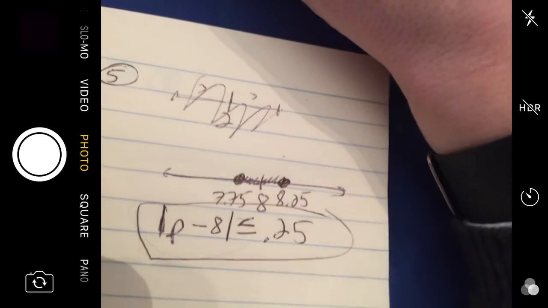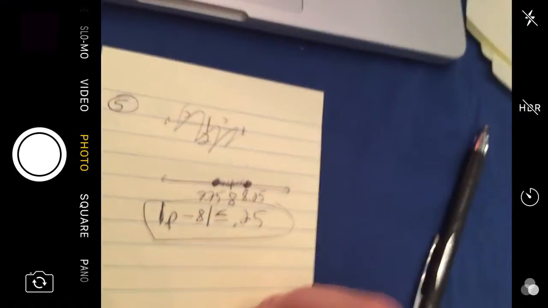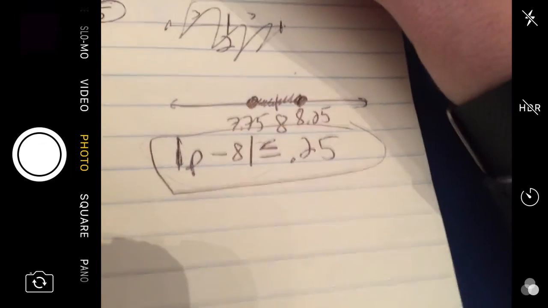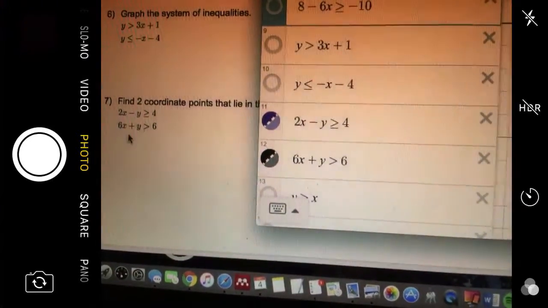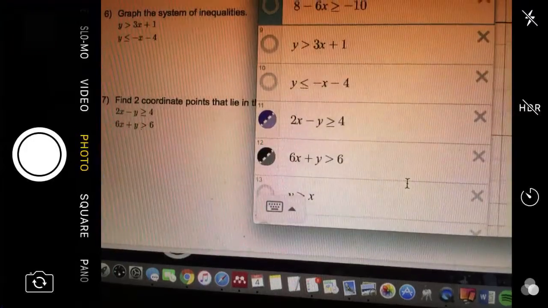Alright, on to number 6. Now number 6 is in the calculator here. Make sure that if you're using TI, you solve for y, but it just says find two coordinate points that lie in the solution. So I'm going to graph these two here. This is number 7, so I got 2x minus y is greater than or equal to 4, and 6x plus y is greater than 6.